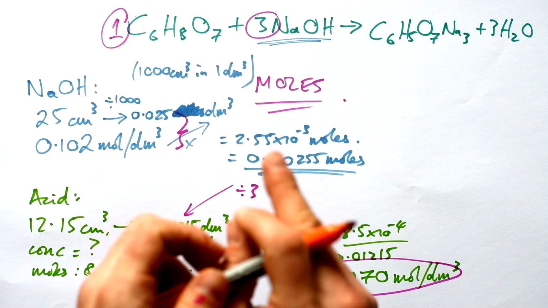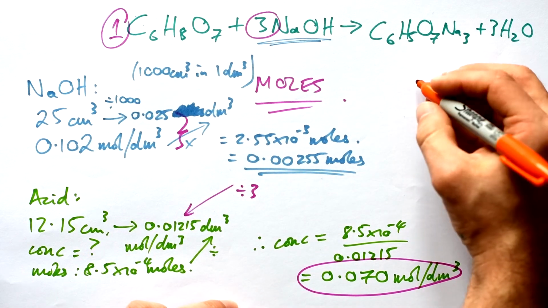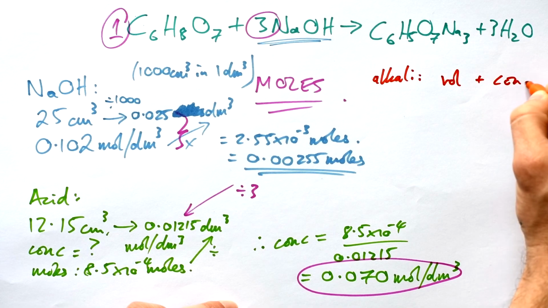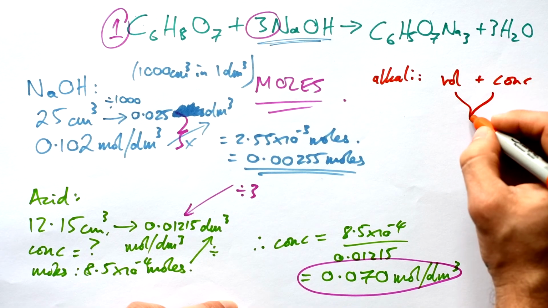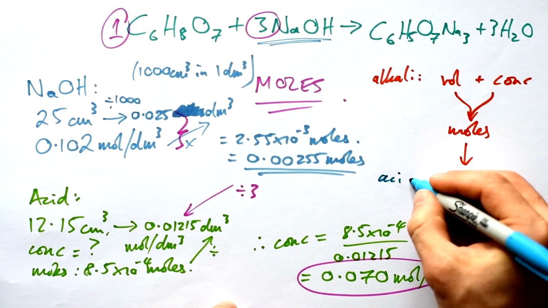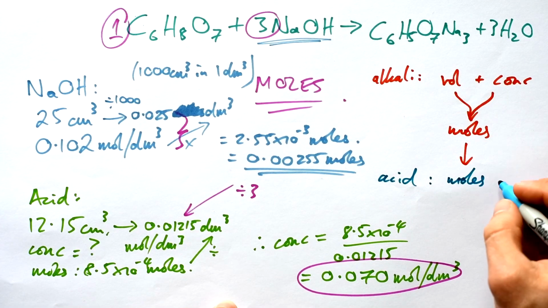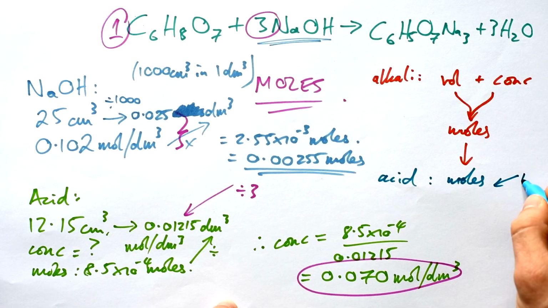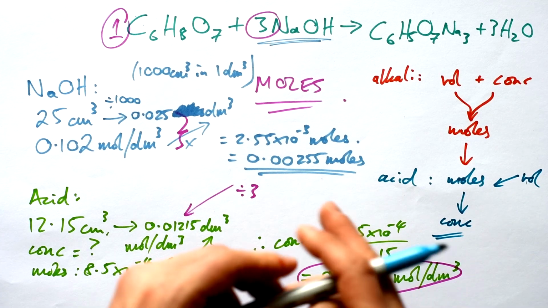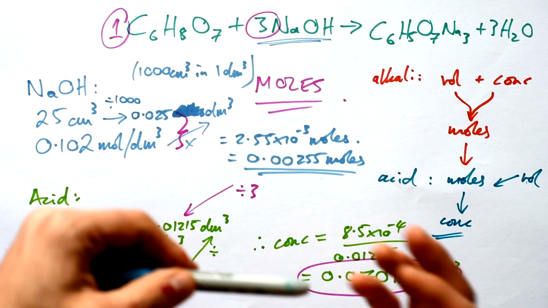So it's pretty much the same as every question that you'll get. So you use the volume and the concentration to get to the moles. Once you got that, you turn that into the moles for the acid, and then you can use the volume of acid needed to finally get to the concentration. That's usually the pattern that every question takes.